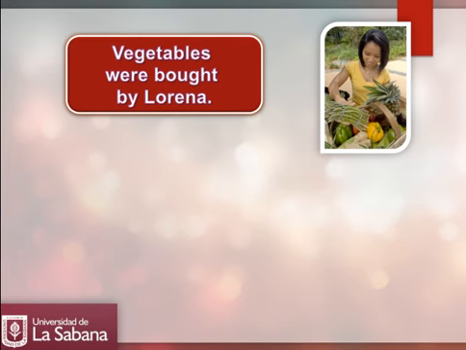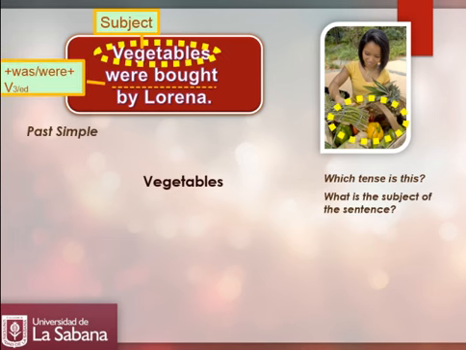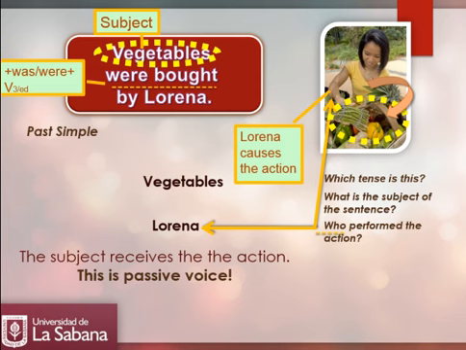Now, in the sentence, vegetables were bought by Lorena. We have the auxiliary were. So we are talking about the past. And the subject in this case is vegetables. But who performs the action? Who bought these vegetables? It is still Lorena. So in this case, once again, the subject, vegetables, does not perform the action. They receive the action which is caused by Lorena. And this is the passive voice.